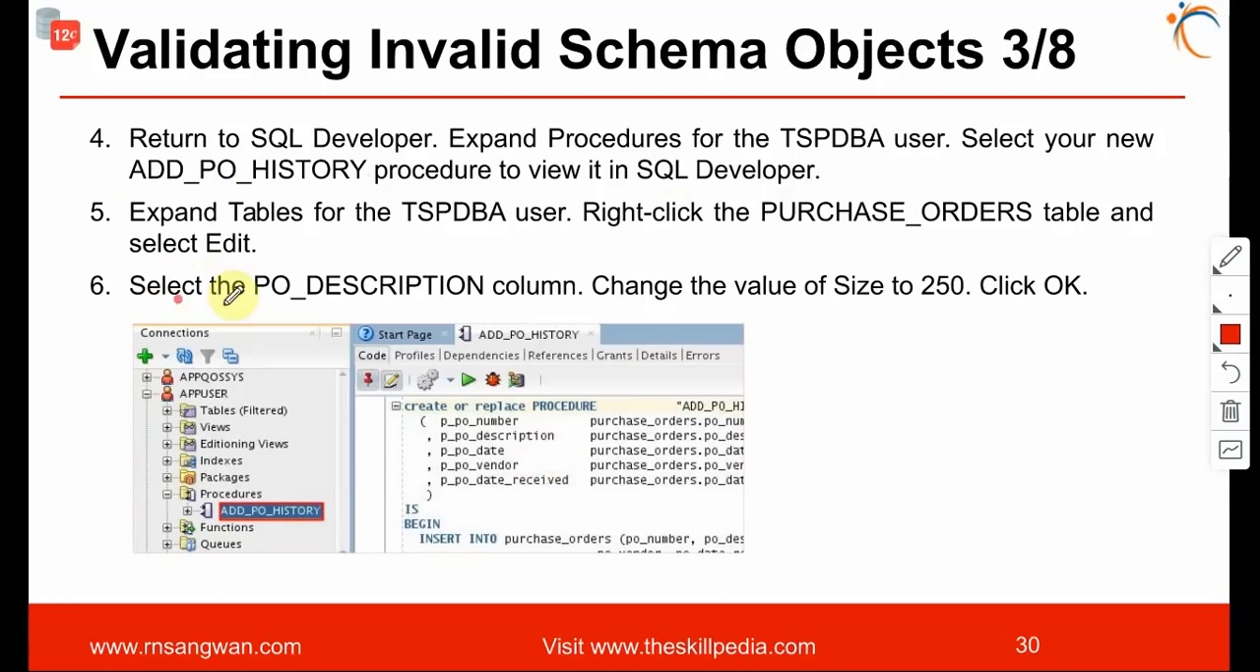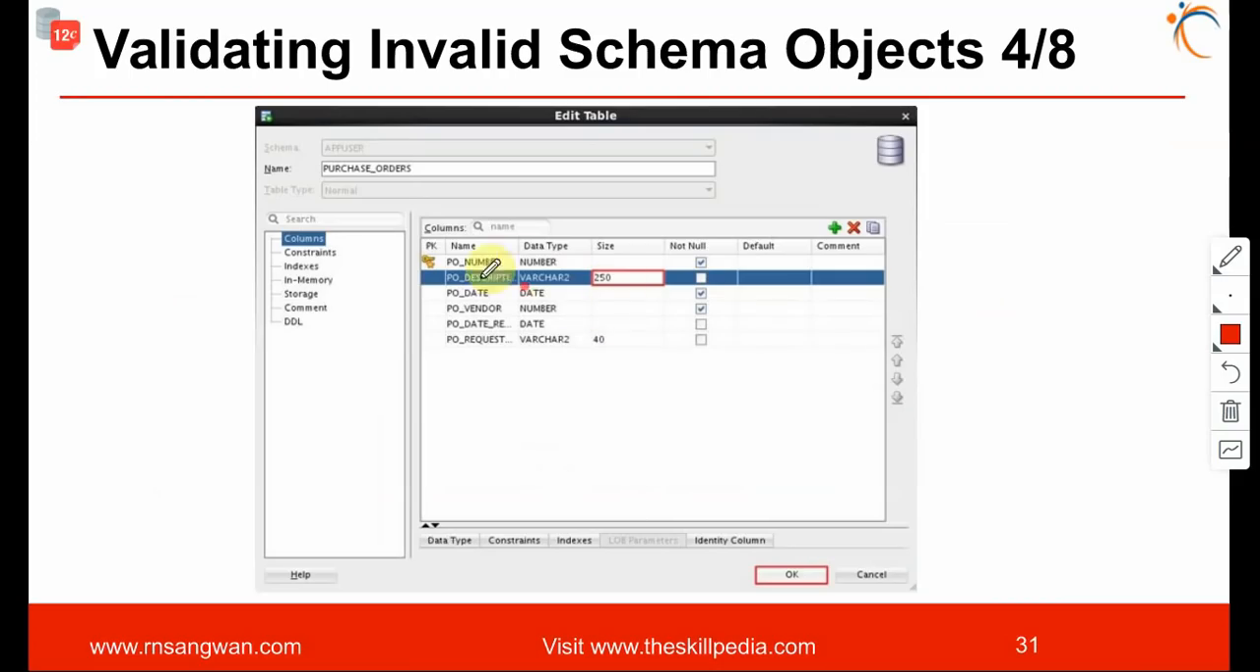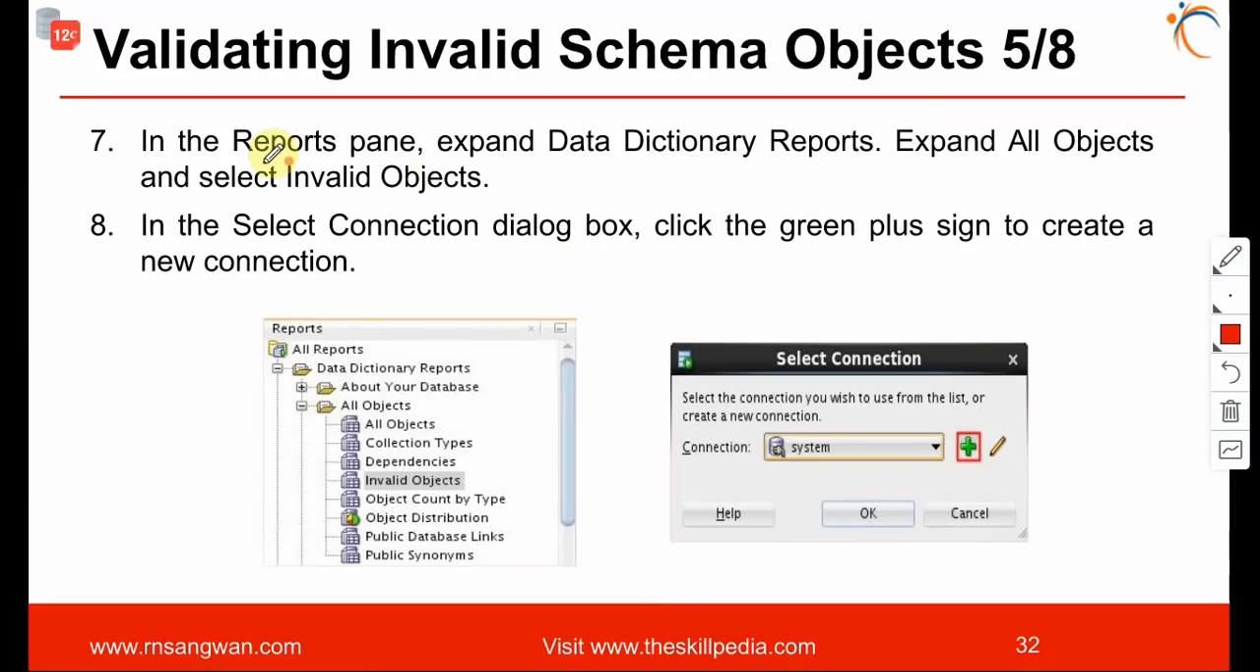Now the question is this: select the PO description column and change the size, and click on OK. So we are going to see the effect now. So this is what we are doing. Purchase orders, and we are changing the size to 250. Earlier it was 30 or 40, I think. Yeah, it was 40, I remember. So we have changed the table, we have changed the column, right? So what will be the effect? We need to verify that now. In the reports pane, expand data dictionary reports, expand all objects and select invalid objects. Invalid objects: all reports, all objects, and invalid objects.